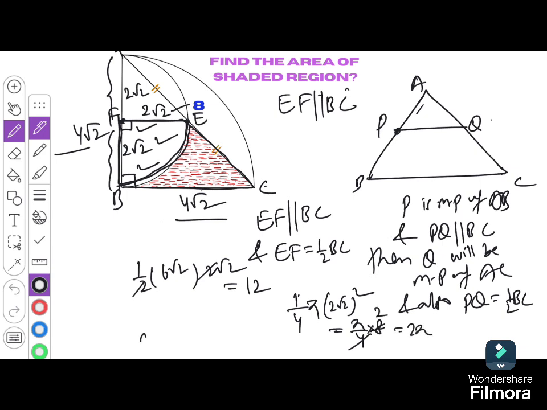So what will be the area of the shaded region? Area of the shaded region will be 12 minus 2 pi. We can also take 2 common, then 6 minus pi. So this will be our final answer.